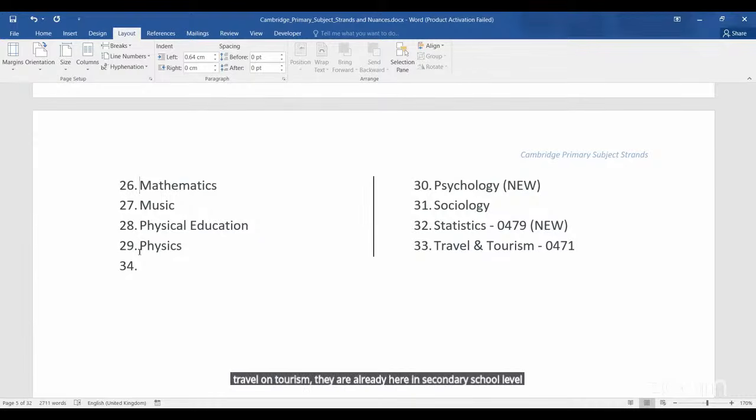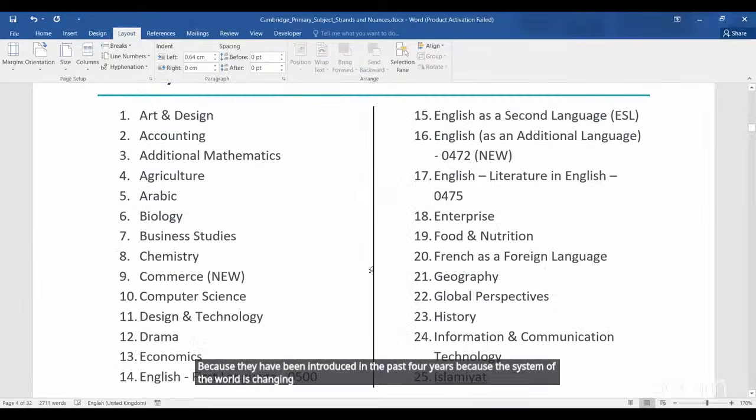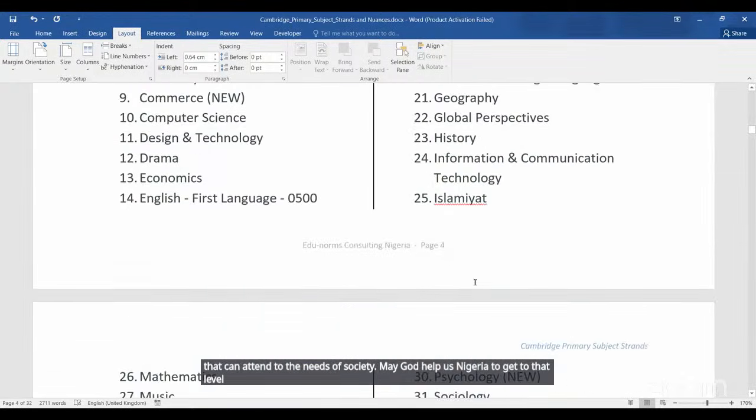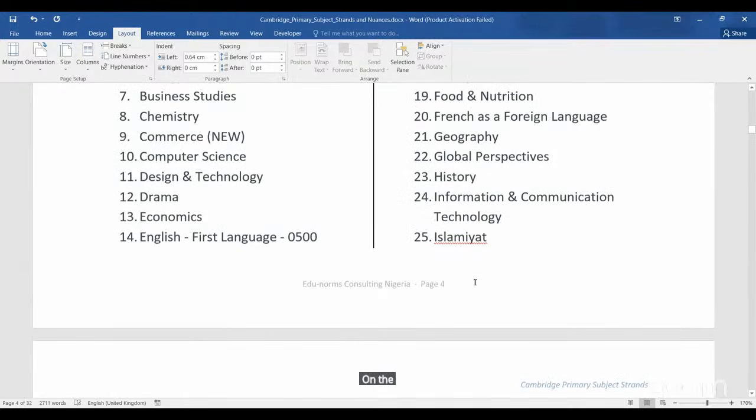because they have been introduced in the past 4 years because the system of the world is changing. That's why they now created subjects that have nuances that can attend to the needs of society. May God help us in Nigeria to get to that level. Okay, so now these are the subjects under upper secondary.